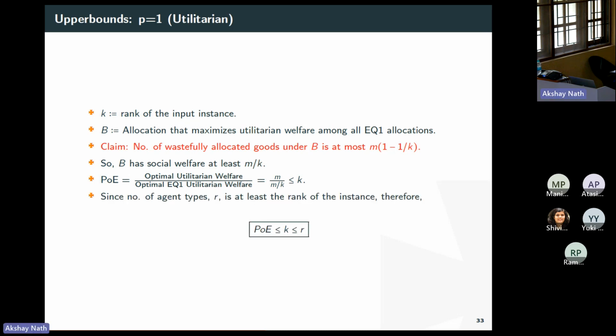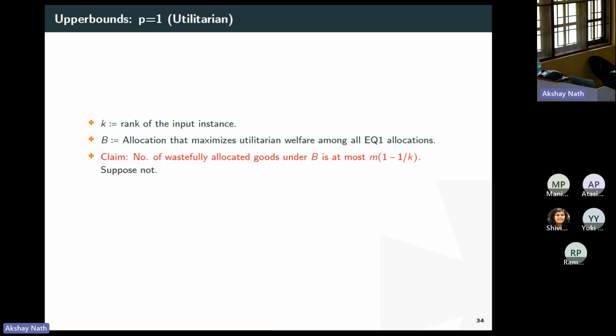Now it is easy to see that rank is also lower bounded by the number of agent types. So that gives us a bound of R on utilitarian welfare. We saw that it was R minus 1 as a lower bound. So these are tight bounds for utilitarian. Let's move on to the next one.